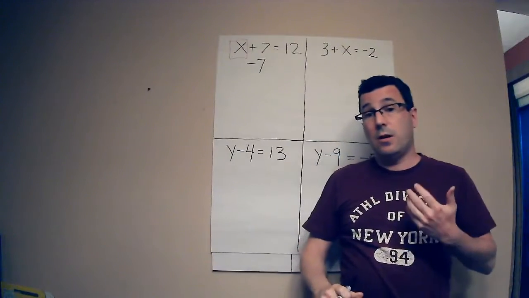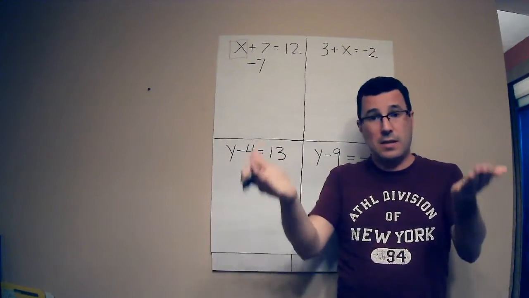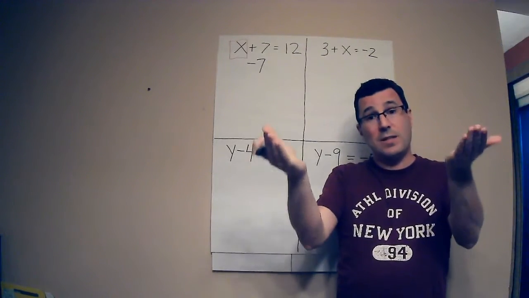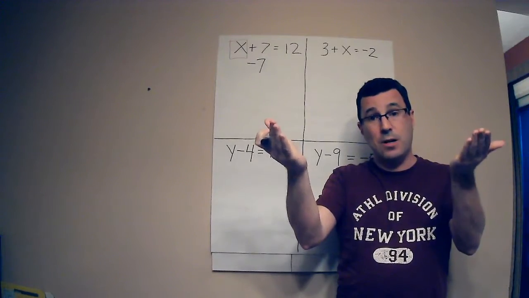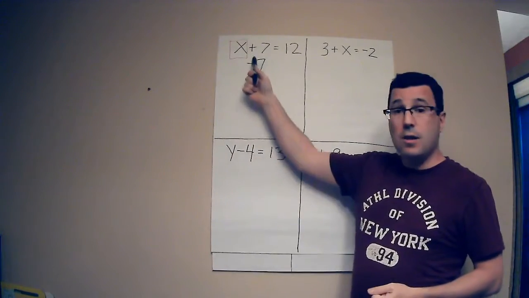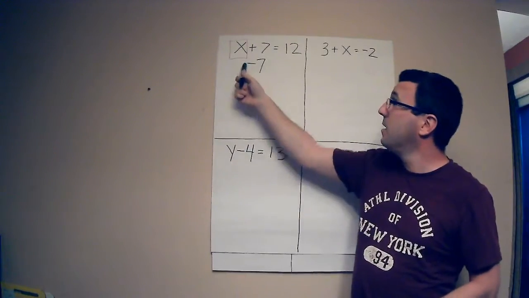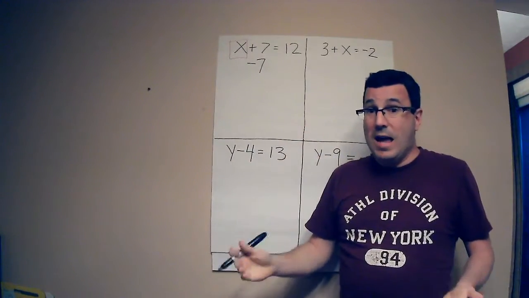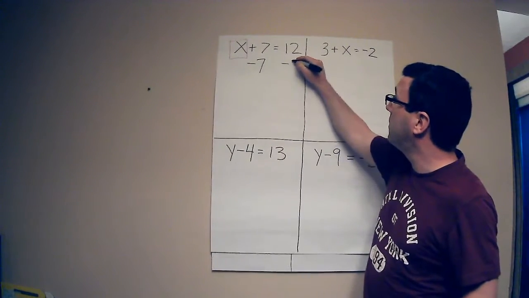Now, an equation is like a balance scale. In order for it to stay balanced, whatever I do to one side, I have to do to the other. So here, if I'm taking 7 off of the left-hand side, then I have to take 7 off of the right-hand side as well, minus 7.